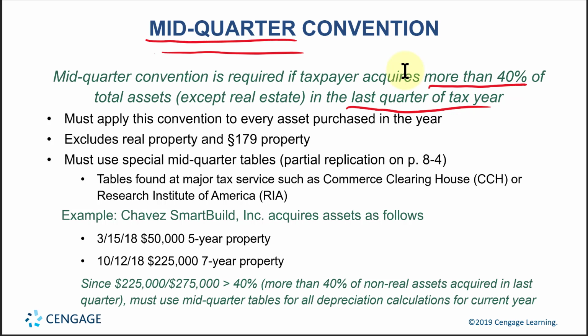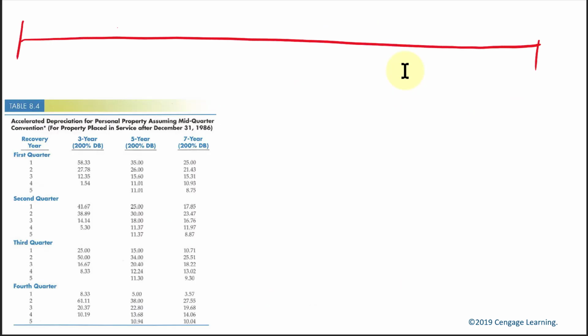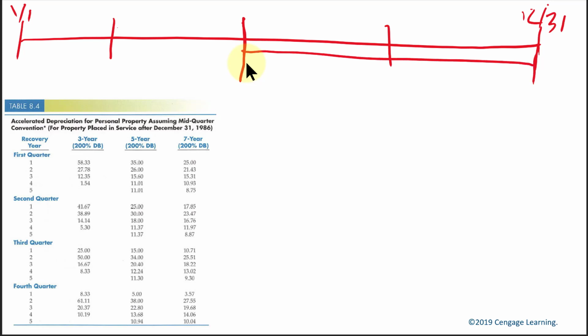Let's see if I can illustrate this here. So let's assume that this is a timeline for the year. So this is the end of the year, December 31st. And here's the beginning of the year, January 1st. So here's the first quarter, the second quarter, the third and fourth quarter. In the previous convention, half-year convention, no matter when you bought the asset during the year, you're assumed to have bought it right here in the middle of the year. So you would take depreciation from July 1st through the end of the year built into the calculation.